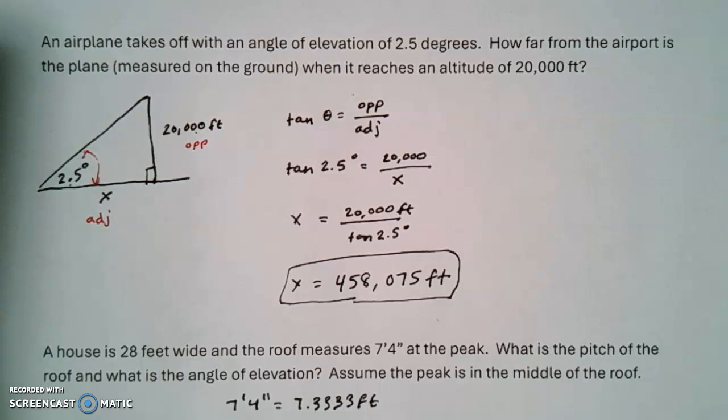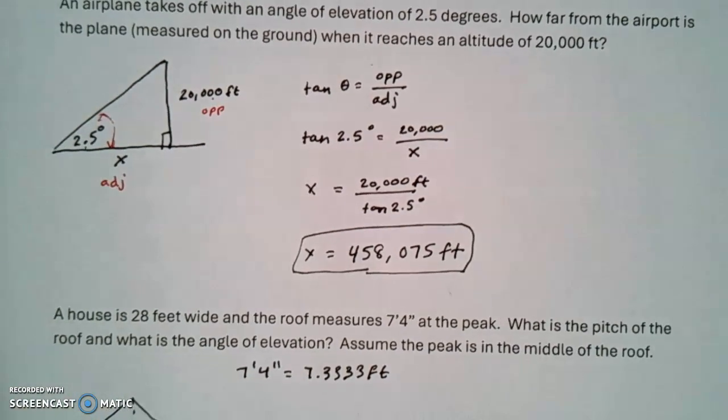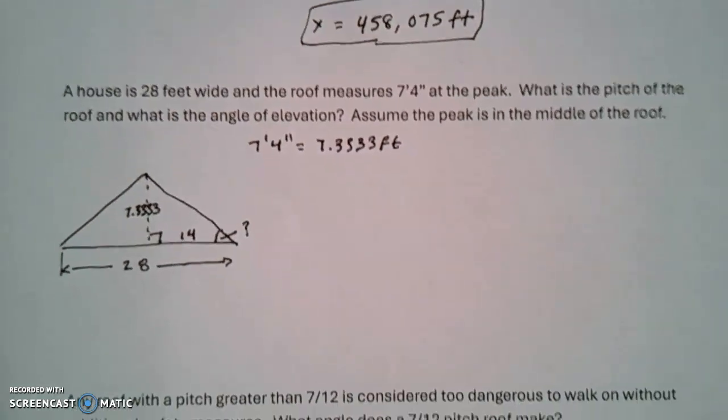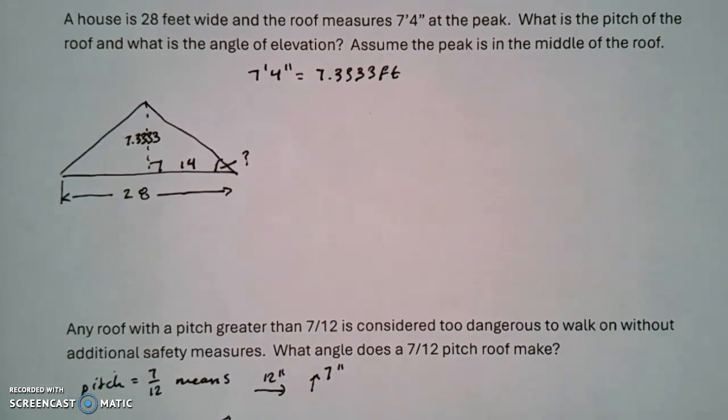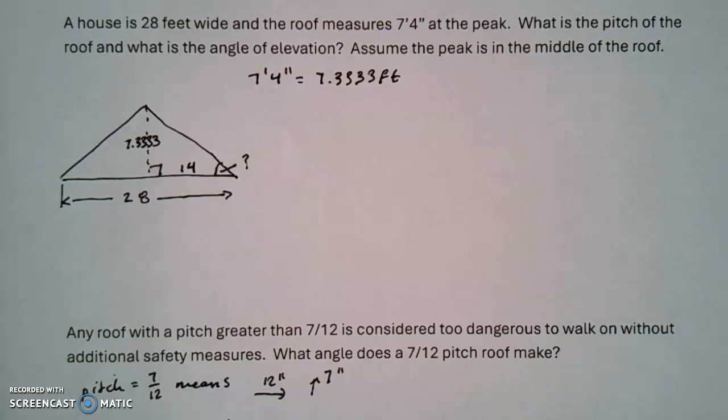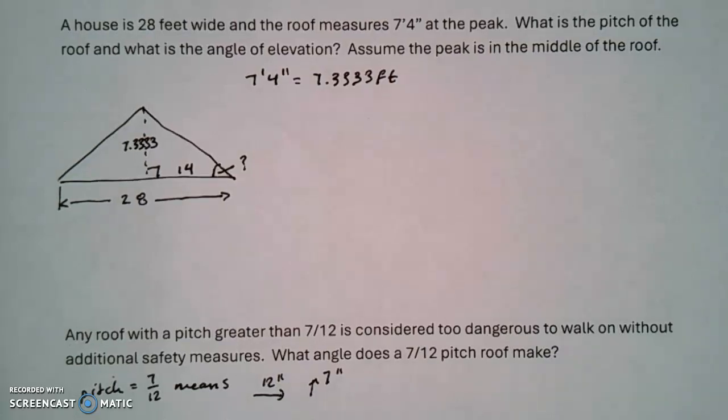Okay, let's try another one. A house is 28 feet wide and the roof measures 7 feet 4 inches at the peak. What is the pitch of the roof and what is the angle of elevation? Assume the peak of the roof is in the middle of the roof.